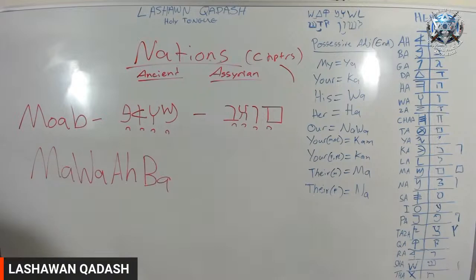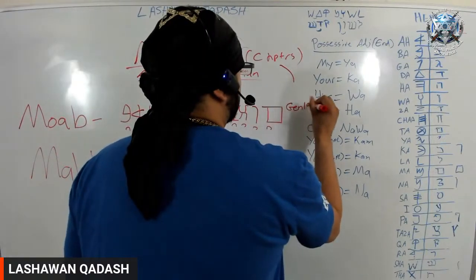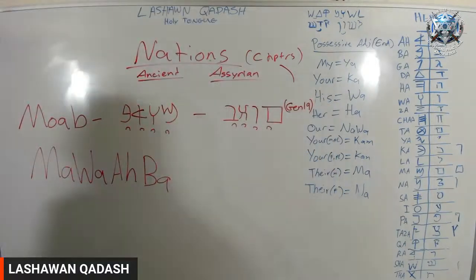Now Moab is introduced in the Bible when the sisters slept with her. Also in your notes, what chapter does Moab get introduced in the Bible?